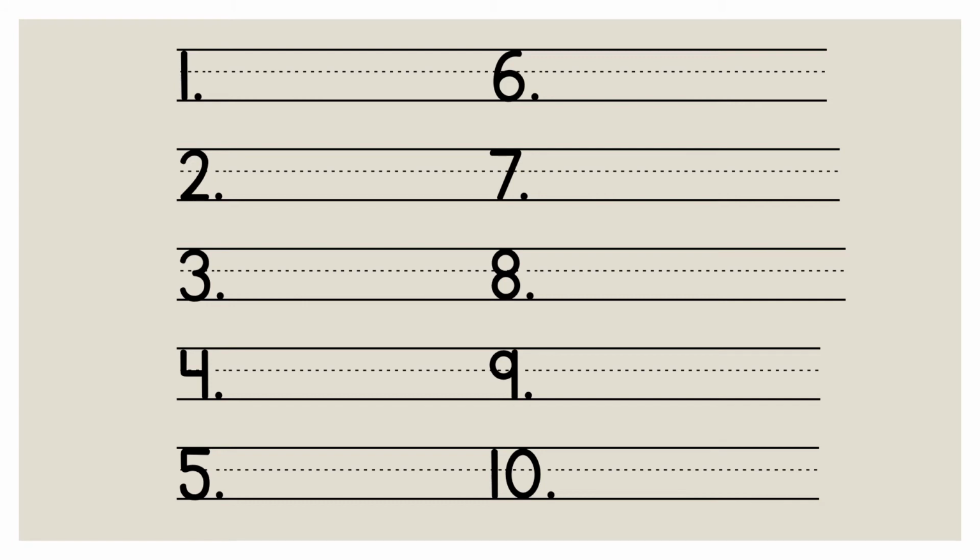Our first spelling word is spoil. Spoil. Where do you hear the oi in spoil? I hear it in the middle. Do you remember which spelling pattern we're going to use in the middle of a word? Yes, it's OI. So we're going to be using OI on this word.